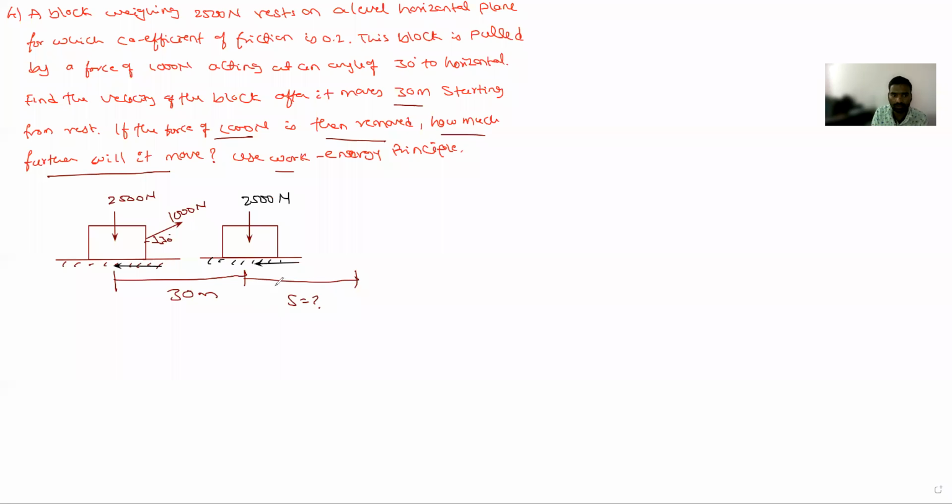What is the weight? 2500 Newton. Okay. Solution. Friction is given, coefficient of friction mu is equal to 0.2. I will take this 1000 Newton as P. When P is applied, when full P is acting.